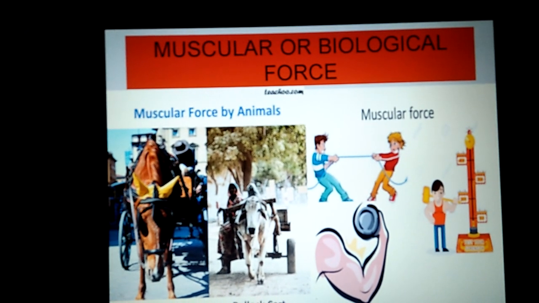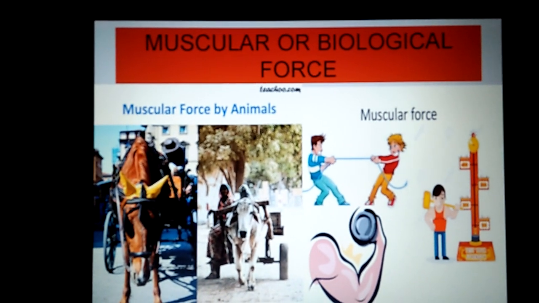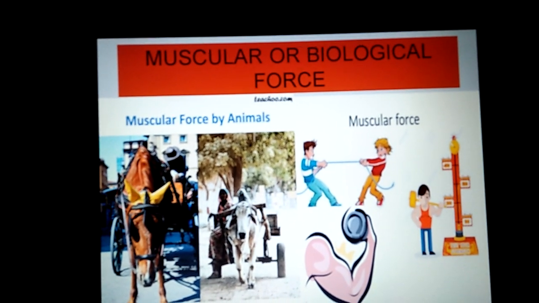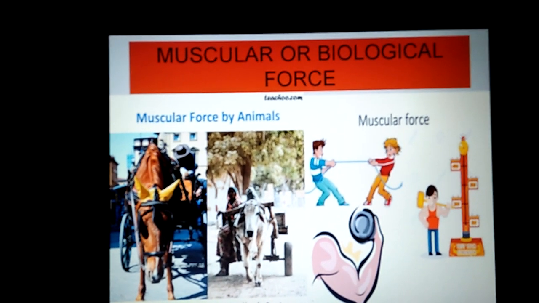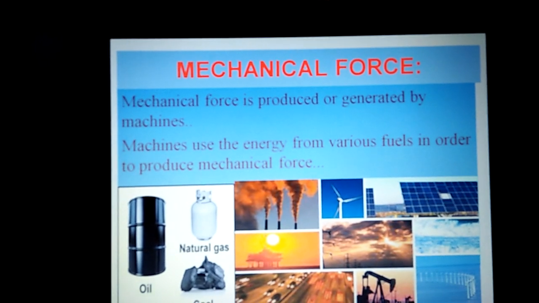Look at these various examples given: bullock cart, horse cart, right? The two people pushing or pulling each other. These are the examples of the muscular forces. I hope you've understood. Now let us move on to the second type, that is the mechanical force.